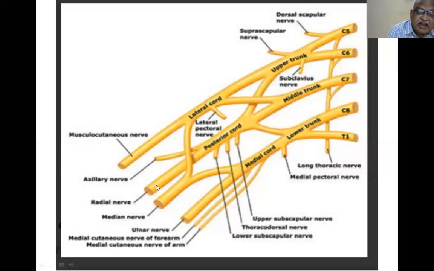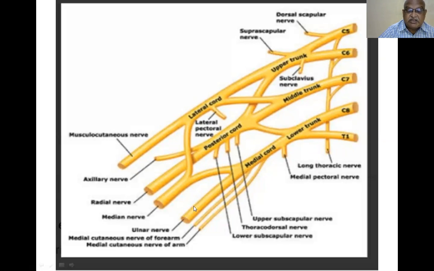So, radial nerve and axillary nerve. Axillary nerve is a diversion. So, how it is in a curve-shaped manner is a diversion, and radial nerve is a continuation of the posterior cord itself. Now, from the medial cord, ulnar nerve is continuous.